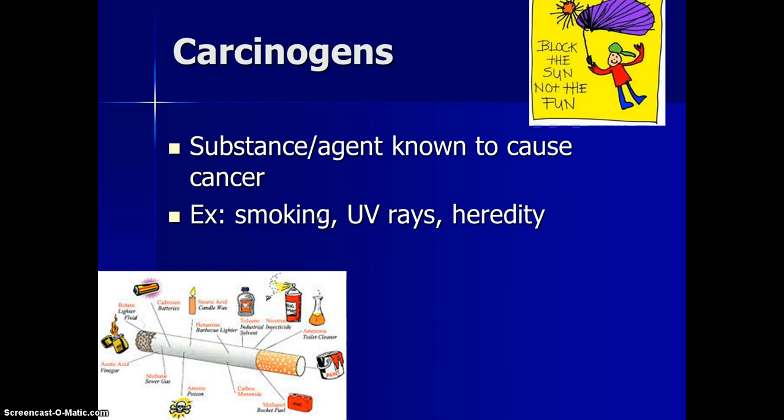Carcinogens are substances or agents that are known to cause cancer. For example, smoking may cause lung cancer. UV rays can cause skin cancer. The other one is actually heredity. If you or someone in your family does have cancer, you yourself are twice as likely to maybe also get some type of cancer.